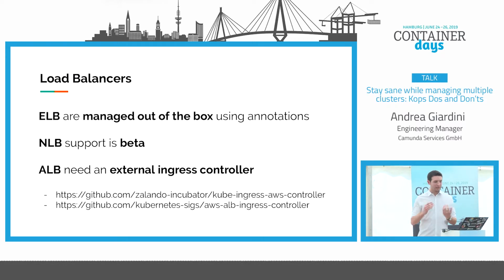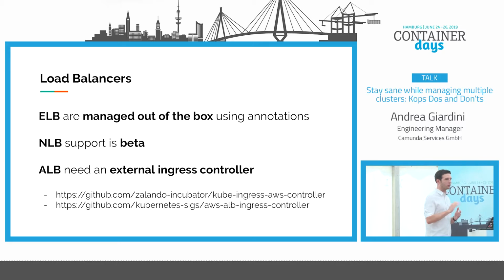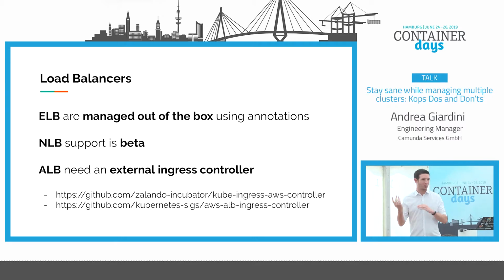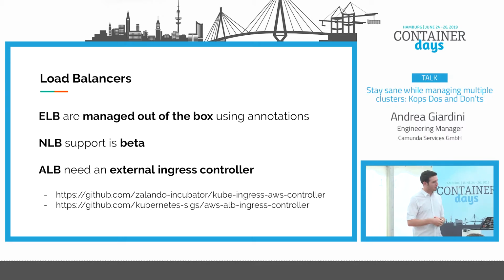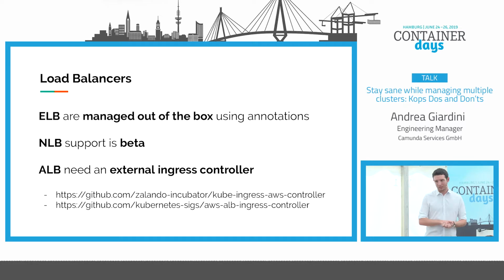In terms of load balancer, there are different types in AWS. ELB are managed out of the box. They work just great, and they're super stable because they're the oldest one. NLB support is currently in beta. We are using them. I mean, you know that in the Kubernetes world, basically beta means stable. So we are using them, and they're working quite well.